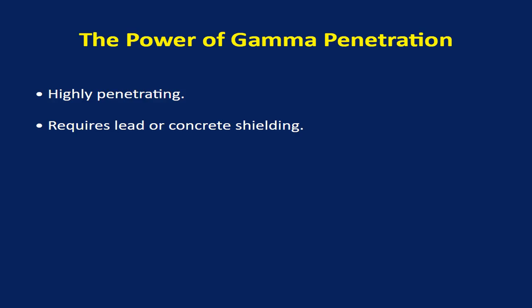The power of gamma penetration. Because gamma rays have no mass, they have a very low chance of hitting anything as they pass through. This makes them highly penetrating. They can easily pass through your body, through wood, and even through thin metal. To stop them, you need very dense materials like lead or thick concrete.